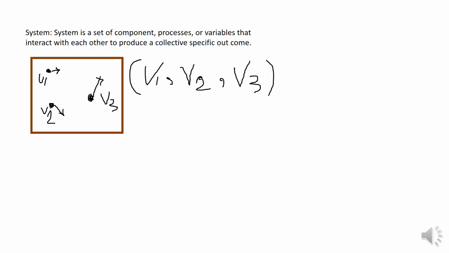A system is a set of component processes or variables that interact with each other to produce a collective specific outcome. What this means is that, for example, we have a box and three particles in it. Each particle is moving with a certain velocity, say v1, v2 and v3. This is a system because a box and three particles are under our consideration.